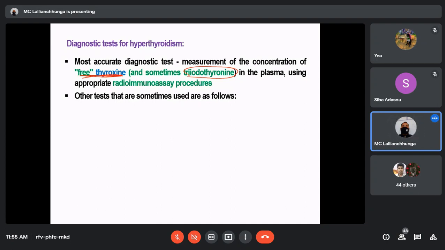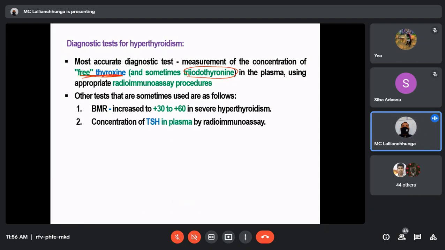Other tests include measurement of the BMR, basal metabolic rate. In case of severe hyperthyroidism, as you know, there may be an increase of 30 to 60% in the BMR. Another test that can be employed is determination of the concentration of TSH in the plasma, again by radioimmunoassay.